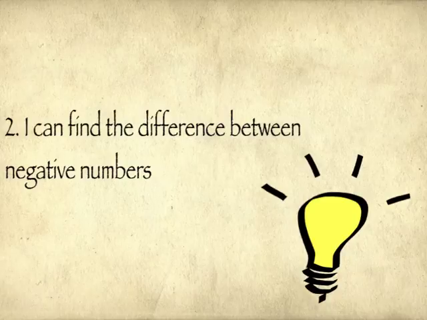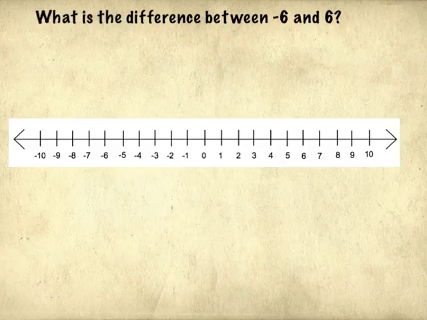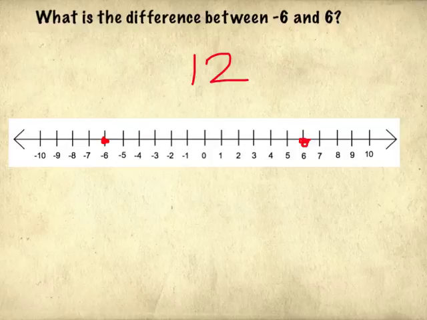Let's move on and talk about how to find the difference between negative numbers. This first question asks me, what is the difference between negative 6 and 6? So I'm going to mark those on the number line. Here's negative 6 and here's 6. And the difference, of course, means the distance between them. So all I really have to do is count the distance between them. 1, 2, 3, 4, 5, 6, 7, 8, 9, 10, 11, 12. The difference between negative 6 and 6 is 12.